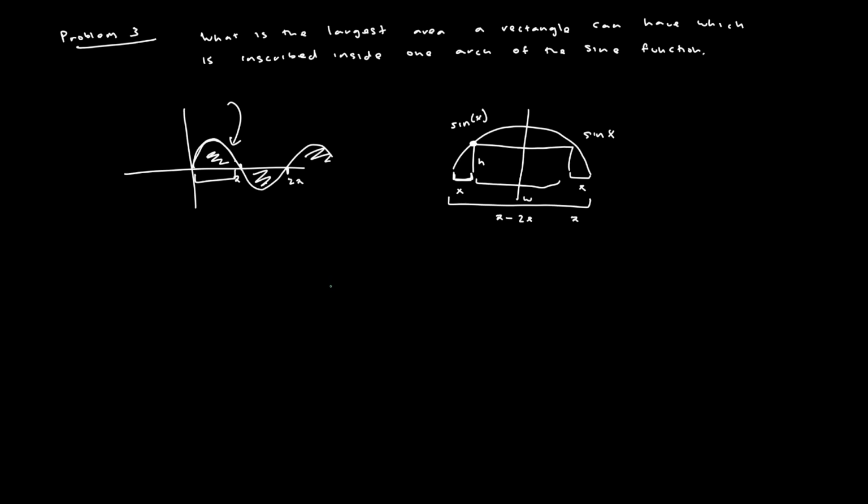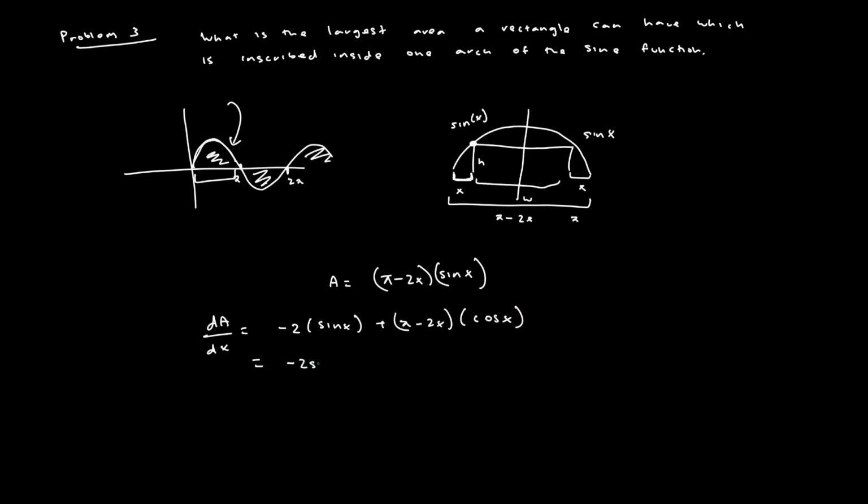So now we have all the information to form an equation for the area of the rectangle. The area is simply going to be pi minus 2x times sine x. And like with all the other previous problems, we just have to find the maximum of this. So again, let's find the critical points. Let's do dA over dx, and I'll utilize the product rule. I get minus 2 times sine x plus pi minus 2x times the derivative of sine x, which is simply cosine x. Simplifying, I get minus 2 sine x plus pi cosine x minus 2x cosine x.